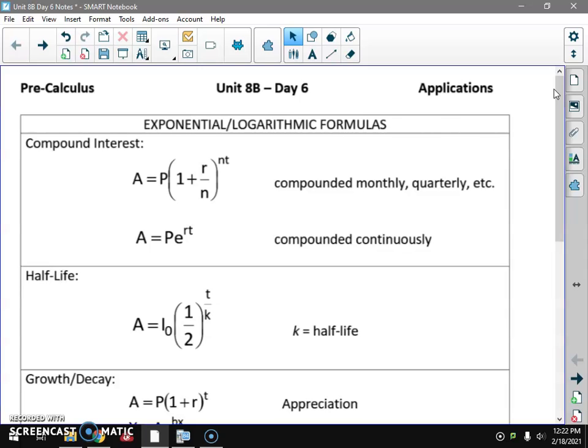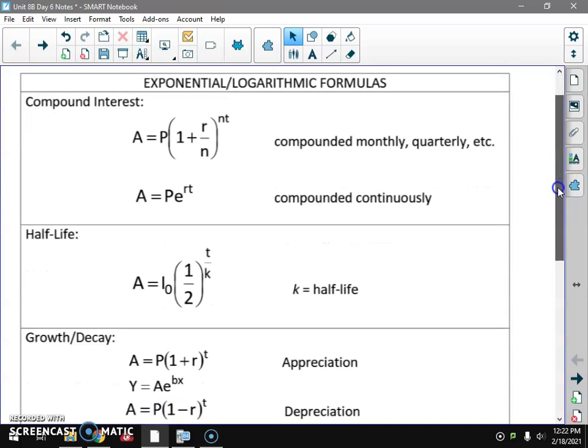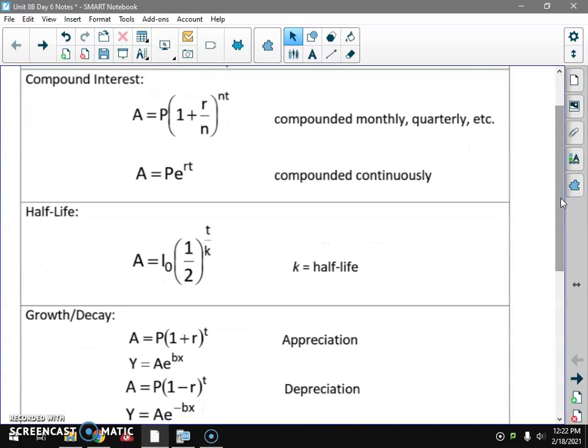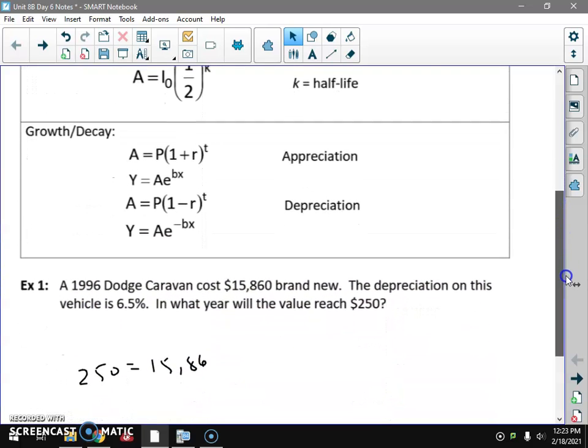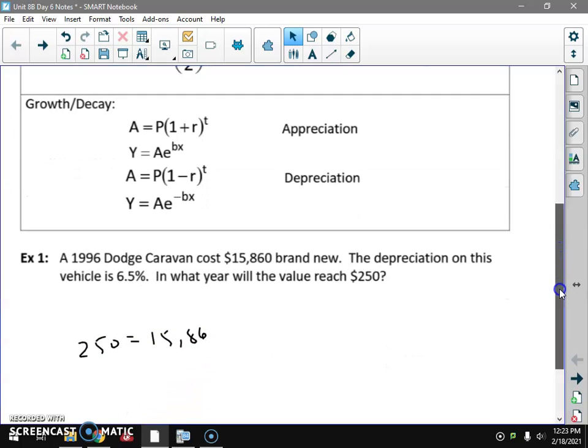All these formulas you're familiar with: exponential growth, 1 plus r, slowest, e, fastest, and any other compounding with n somewhere in the middle. Half-life is a decay where the base is always 1/2.